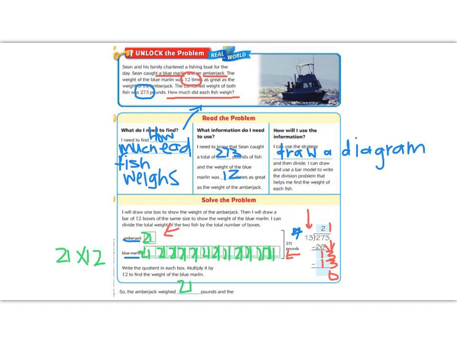So for the blue marlin, we need to multiply 21 times 12 in order to know how much he caught. 1 times 2 is 2. 2 times 2 is 4. Place a 0. 1 times 1 is 1. 1 times 2 is 2. And add them together. 2, 5, 2. So the blue marlin he caught 252 pounds. And if we add 252 and 21, we get to our total of 273.